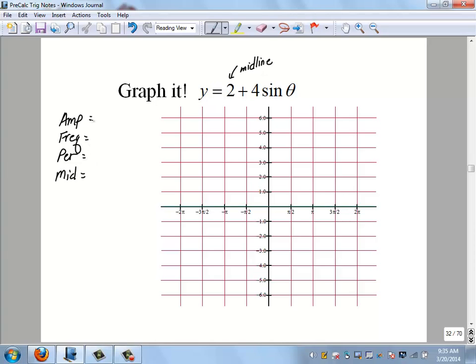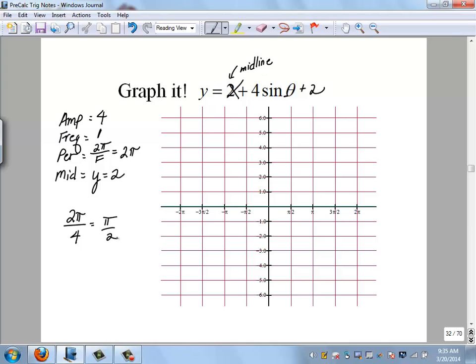Okay. Now I'm going to put the 2 over here just so I don't have to look at it. And I'll see that my amplitude is 4. My midline is y equals 2 because I just put it over there. My frequency is whatever's in front here, and it's a 1. My period is 2 pi over 1, my frequency, or 2 pi. Now, we take the period, divide it by 4, and this is what I'm going to count by, pi over 2.